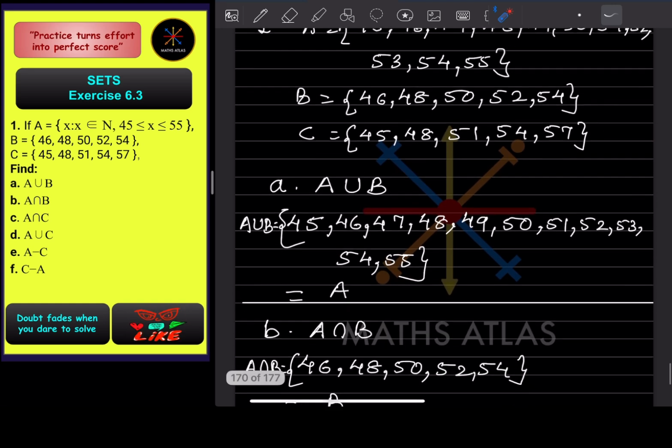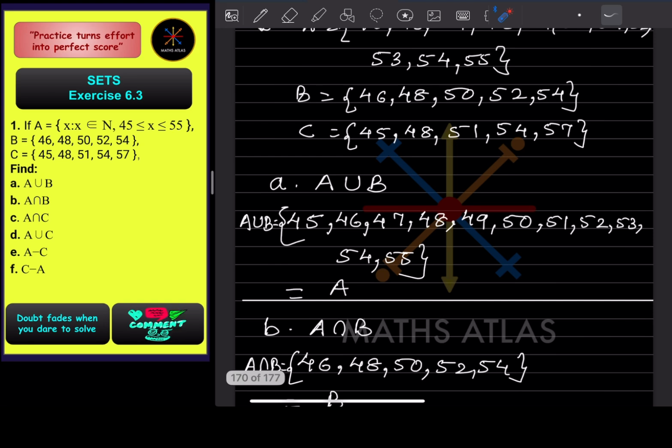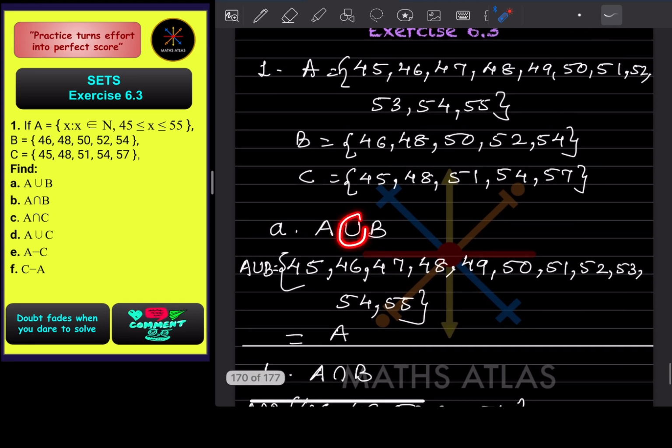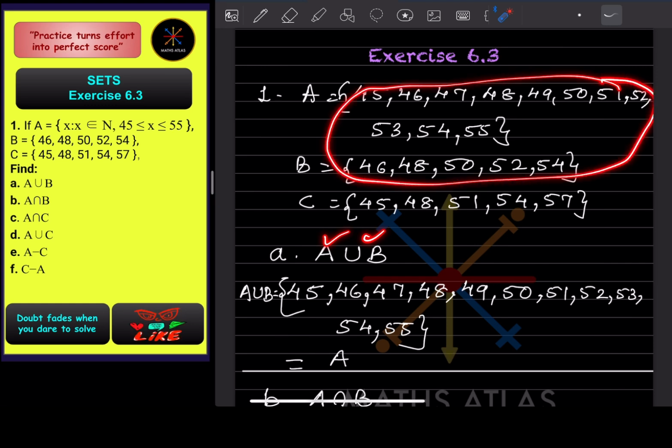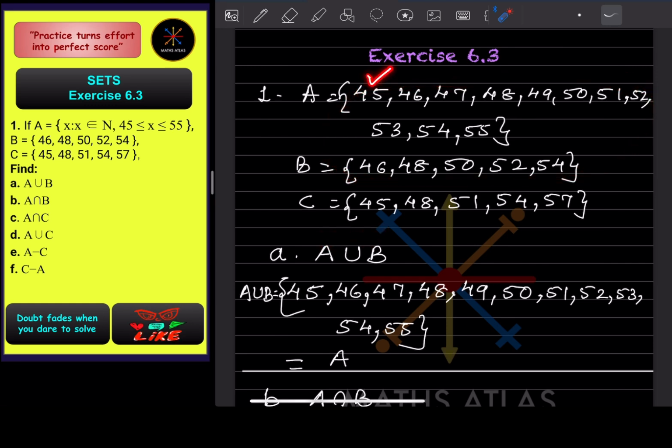So we have to find A union B. Whenever there is a union, we have to write all the elements or numbers. Now we have to compare A and B, both of them. 45 is here, there is no 45 there. 46 is here, so we have to write it only once. Then 47, then again 48 is here as well as here, so we have to write it only once.